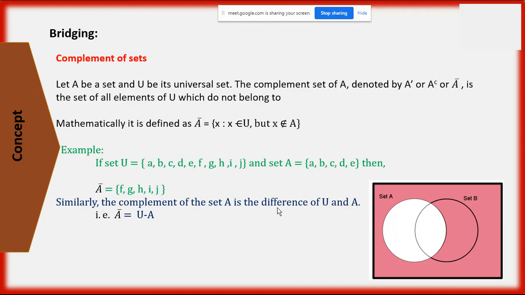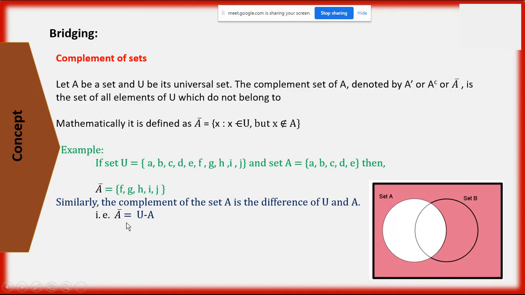So I raise the question: what is the difference of A and B if they are disjoint sets? Can anybody give the answer? What is the difference of A and B, meaning A minus B, if they are disjoint sets? A null set phi.